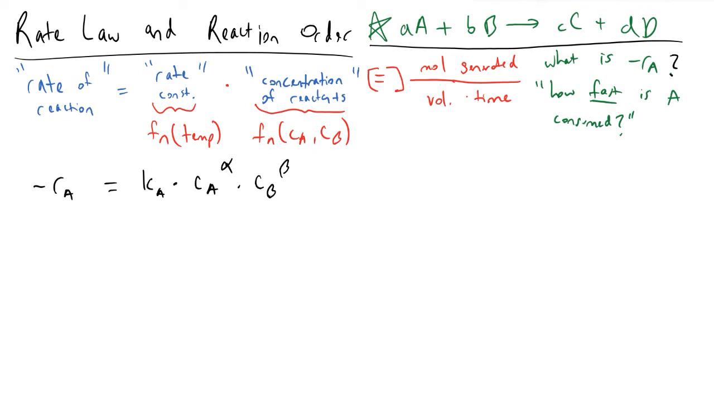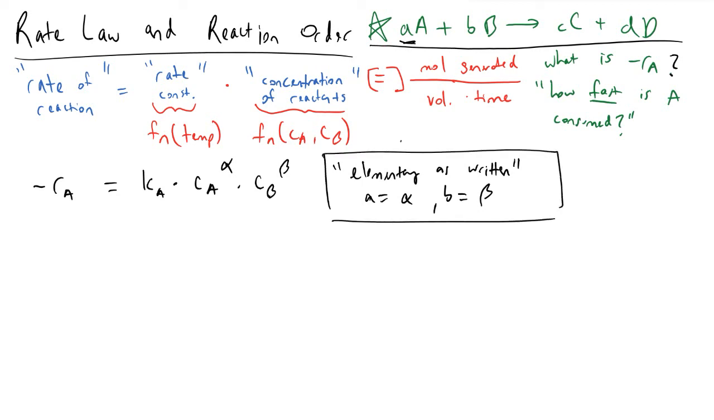And so a very important thing that sometimes you will be told, and you need to be told explicitly, is this phrase, elementary as written. And if a reaction is elementary, or elementary as written, it tells you that you can say that a, the stoichiometric coefficient in your balanced chemical reaction, is equivalent to alpha, and b is equivalent to beta. But this is only the case when you're told this. It needs to be very explicit.